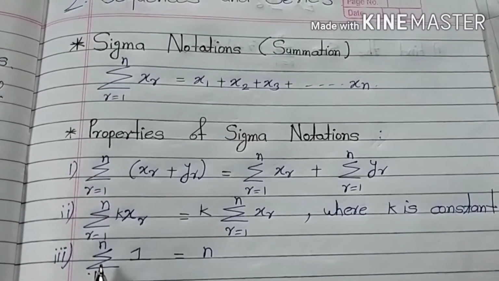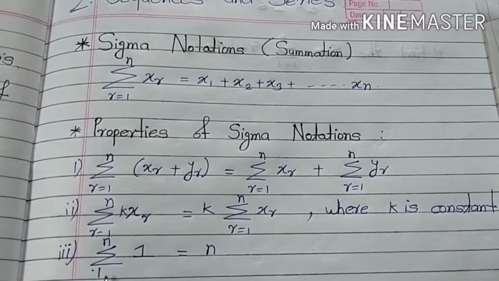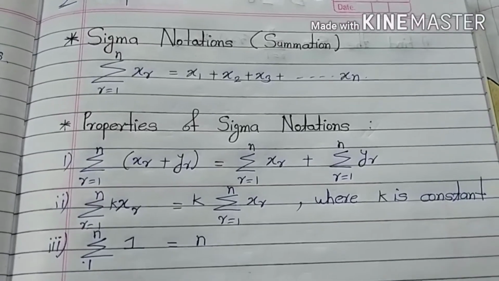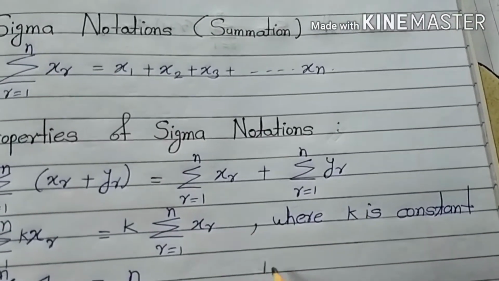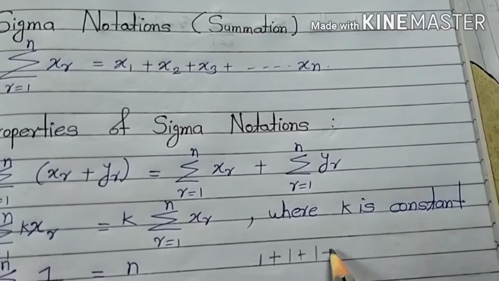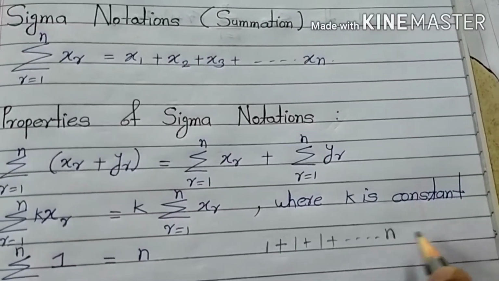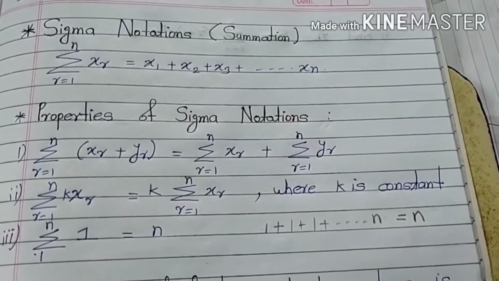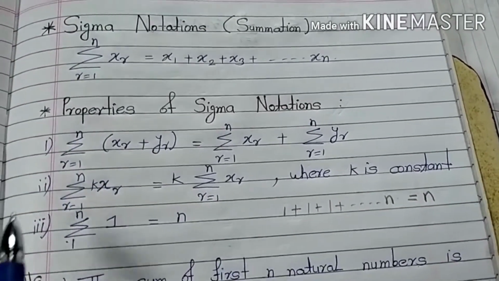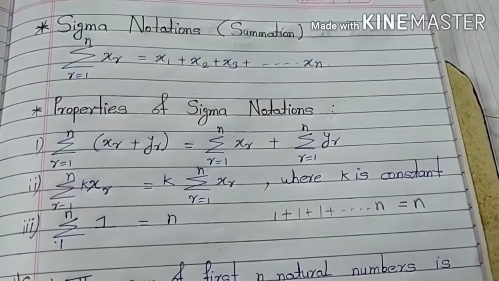Next, summation of 1 where r runs from 1 to n is equal to n. This is like that: 1 plus 1 plus 1 plus up to so on n, then its answer will be n. So this is the property of sigma notation.